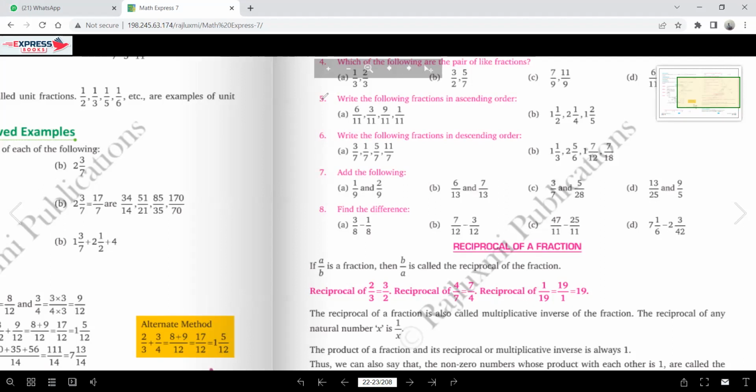I hope, my dear student, you have done this thing. Do question number 6 on your own, and if you find any difficulty, please inform.